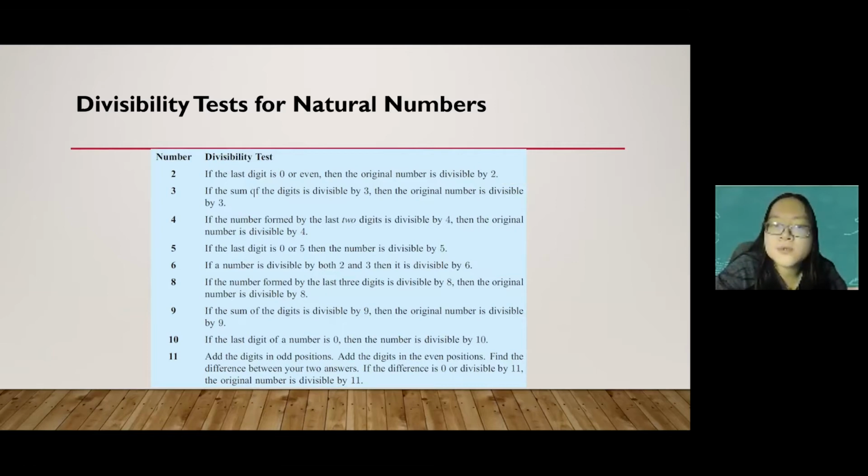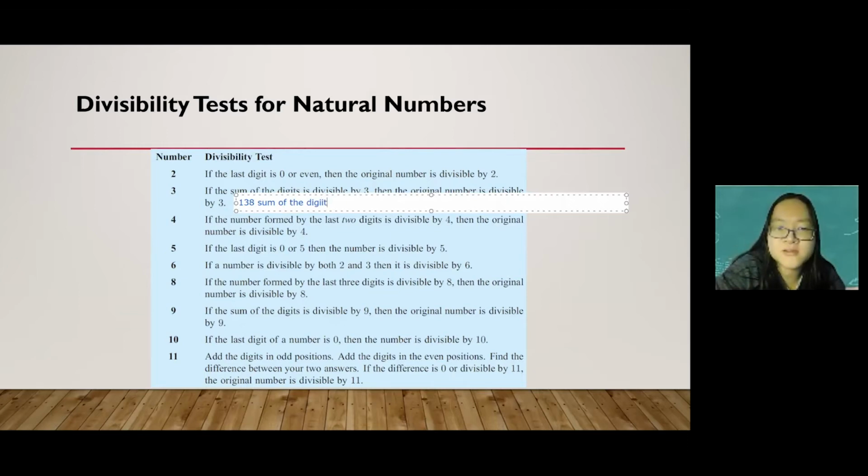For 3, if the sum of the digits is divisible by 3, then the original number is divisible by 3. Let's say we pick a number, 138. So take the digits and add them up.